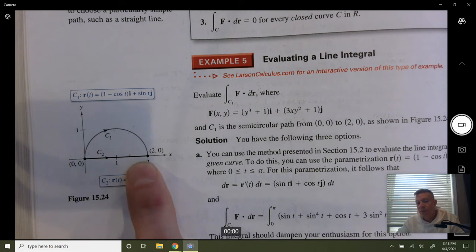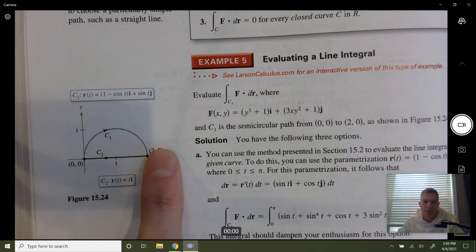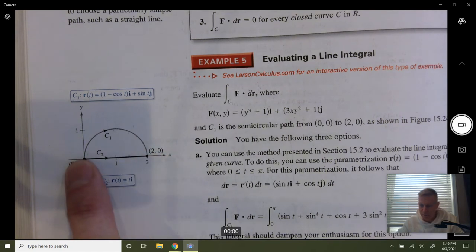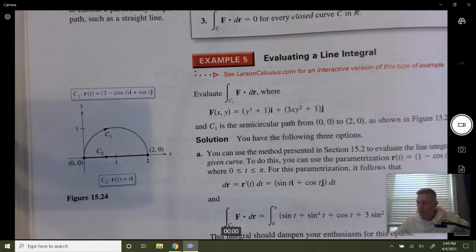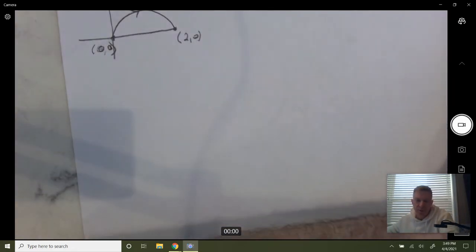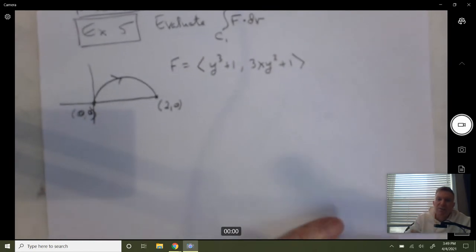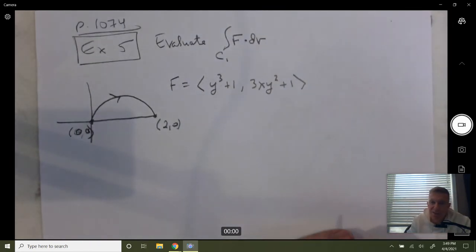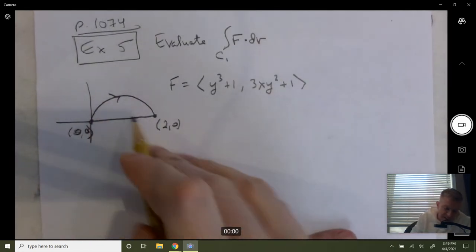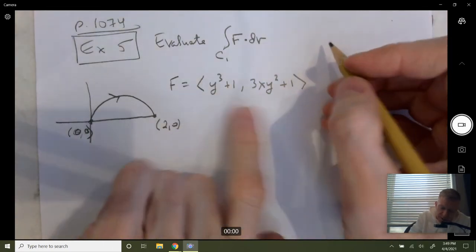If it's conservative, we also can use no path at all and use the fundamental theorem for line integrals and just use the final and the initial points. Okay, so let's do all three ways. First of all, let's find out if this is a conservative vector field to see if we have those options. If it's not conservative, you have to use the path that they told you. Okay, so is this conservative?